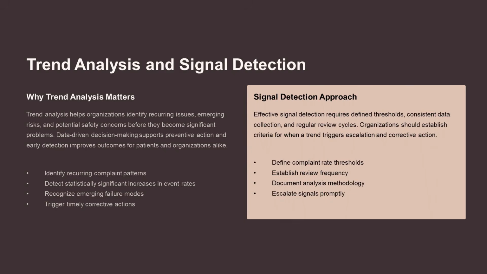Trend analysis helps organizations identify recurring issues, emerging risks, and potential safety concerns before they become significant problems. Data-driven decision-making supports preventive action and early detection improves outcomes for patients and organizations alike. Effective signal detection requires defined thresholds, consistent data collection, and regular review cycles. Organizations should establish criteria for when a trend triggers escalation and corrective action.